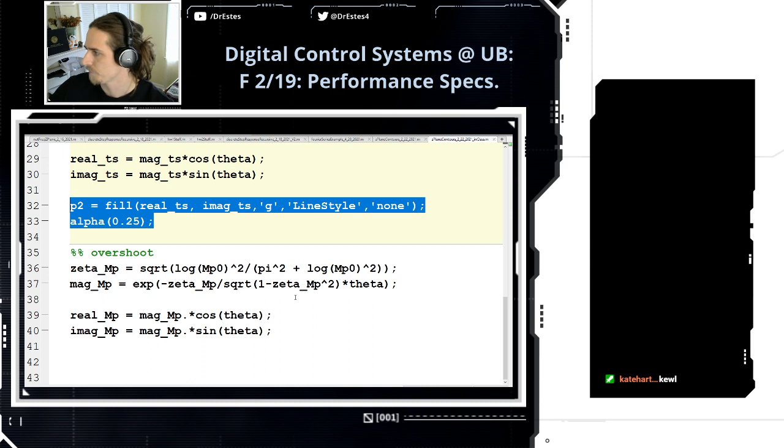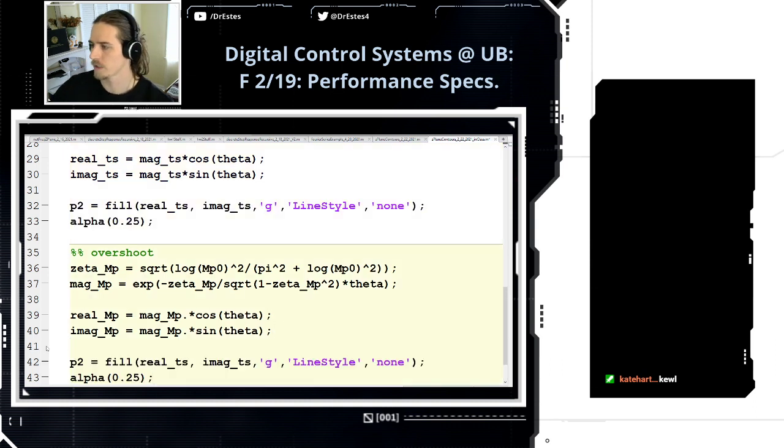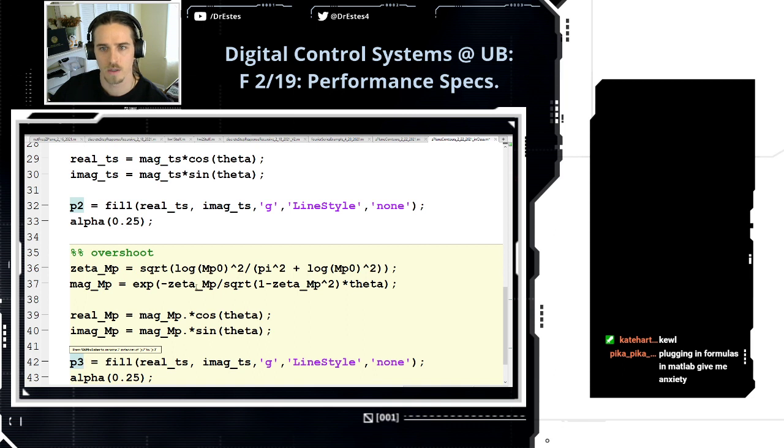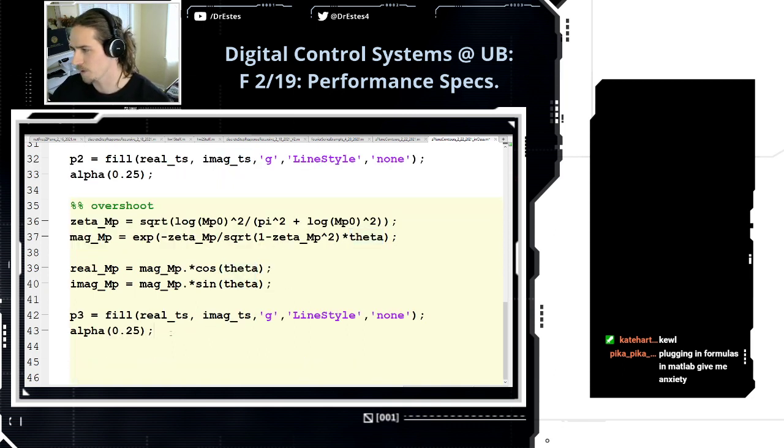Let's see. Okay, so we're going to keep updating our plot. So I'm going to call this P3 because it's our third layer. Plugging in formulas in MATLAB gives me anxiety. You're not the only one. Because what is it, like 70% of the time there's an error. But that's life. We go back, we fix it, we just say it was a happy accident.